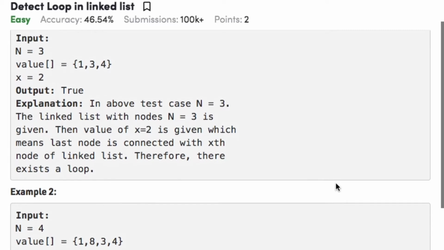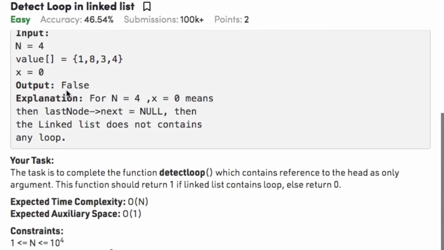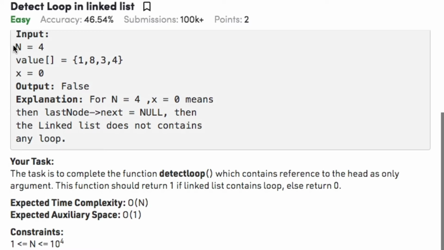In example 1, the size of the linked list is 3 and the elements are 1, 3, 4 and the value of x is 2, which means that the last node is connected to the second node. So the output here is true since the linked list contains a loop. In case of example 2, the size of the linked list is 4 and the elements are 1, 8, 3, 4 and the value of x is 0, which means that the last node is connected to null. Therefore, this linked list does not contain any loop, so the output is false.